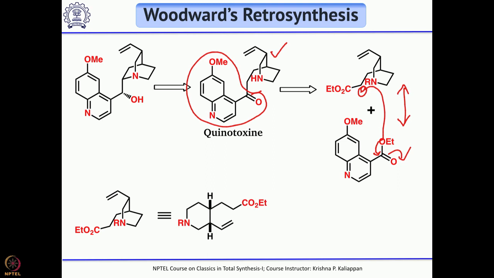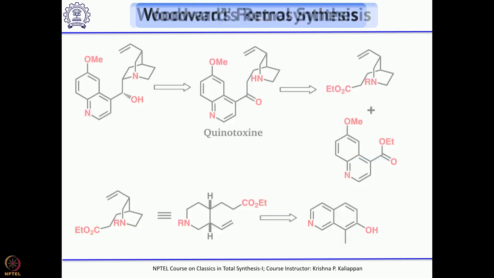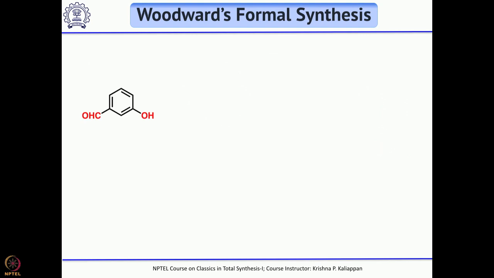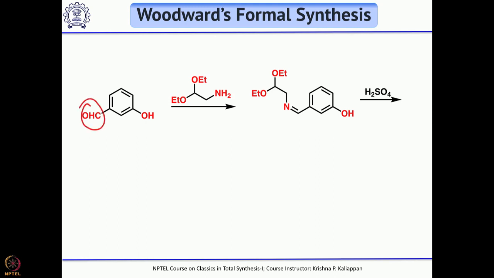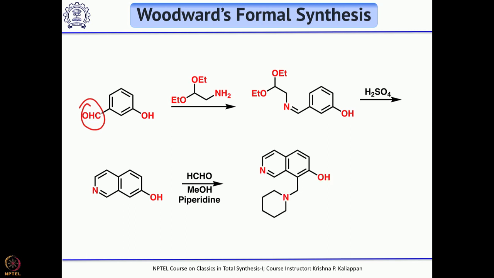So, the first one you can draw like this, can be made from this hydroxypyridine. And for the hydroxypyridine, he started from the metahydroxybenzaldehyde. So, you take metahydroxybenzaldehyde and treat with this amine. This first undergoes imine formation on the aldehyde. Then it undergoes an intramolecular cyclization on treatment with acid to give hydroxyisoquinoline. Then you do a Mannich reaction. So, you introduce the CH2 piperidyl group alpha to the hydroxyl group.